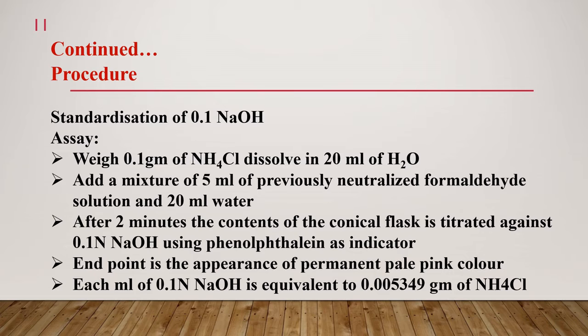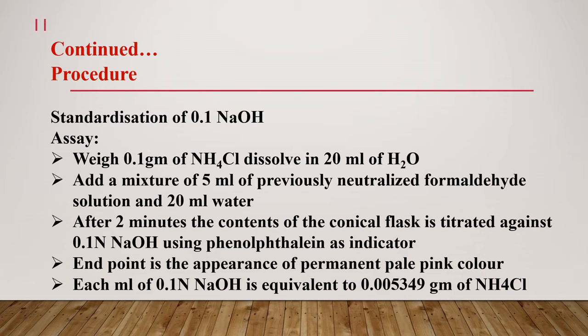Procedure to perform the assay of ammonium chloride. First of all, standardization of 0.1 N NaOH is performed. To perform it, weigh accurately 0.63 gram of oxalic acid into a 100 ml volumetric flask and make up the volume up to 100 ml with distilled water. Then, pipette out 20 ml of this solution and titrate it with 0.1 molar NaOH using phenolphthalein as an indicator. Continue the titration to get the concordant values.